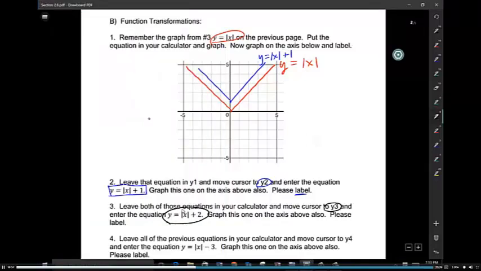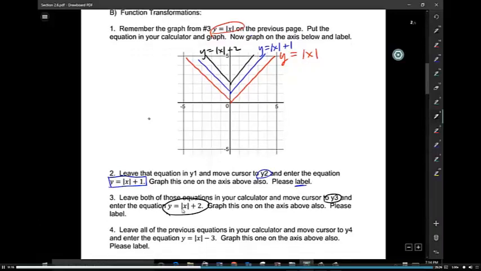So I'm going to put that one on. So vertex right here at 2. Still looking parallel to what I had, right? Oh, that's kind of bad. Still looking parallel to what I had. Something like that. And so that was absolute value of x plus 2.